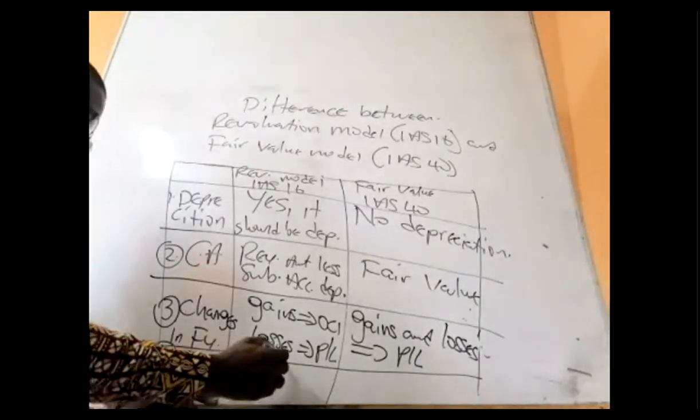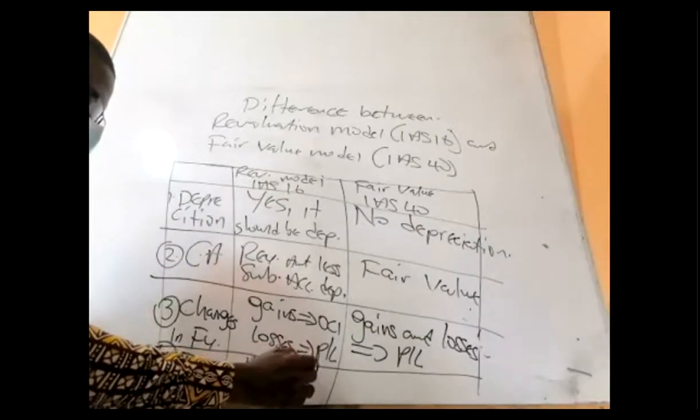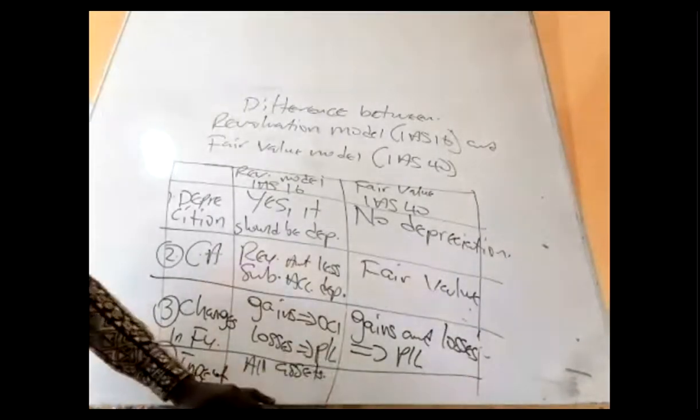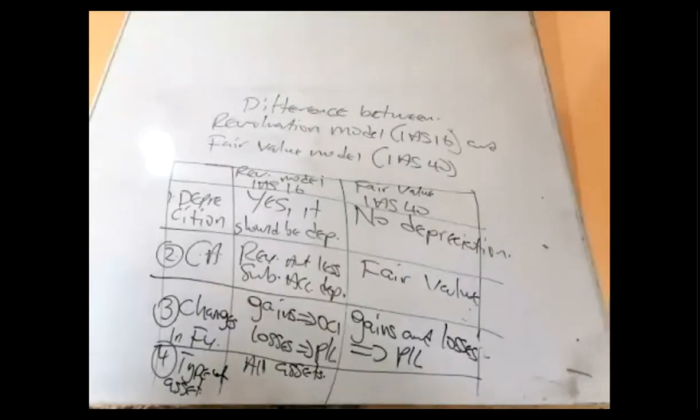So all assets, whether land, building, plant, or intangible, apply. But the fair value model, IAS 40, only applies to land or building. As usual, the thing must be qualified. It only applies to investment property, like land and building. Okay, so basically, that is the game.